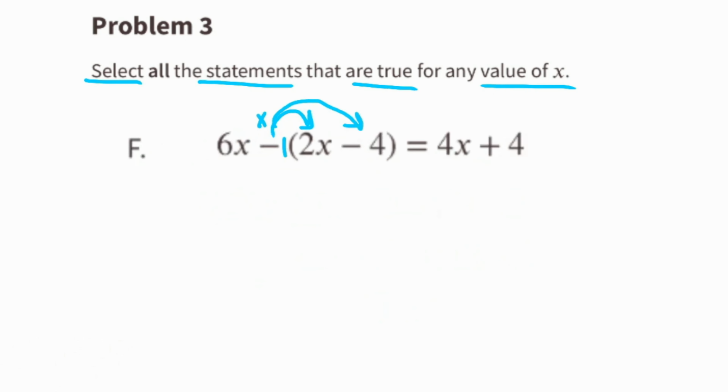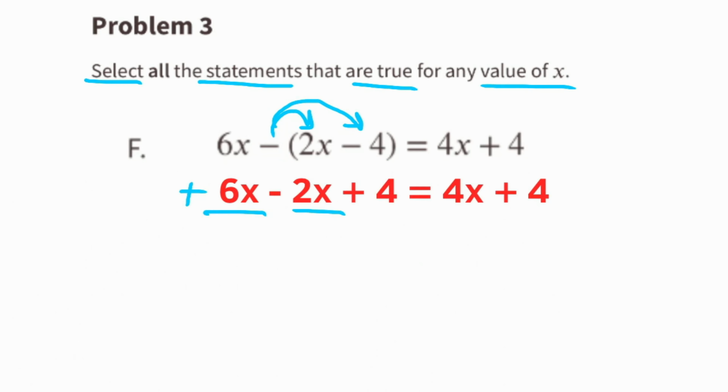F. A negative times a positive is a negative, and a negative times a negative is a positive. So we can rewrite this on the left side of the equal sign as 6x minus 2x, which is 4x. So on the left side of the equal sign it reads 4x plus 4, and on the right side of the equal sign it reads 4x plus 4. Since they're the same, then this statement is true.